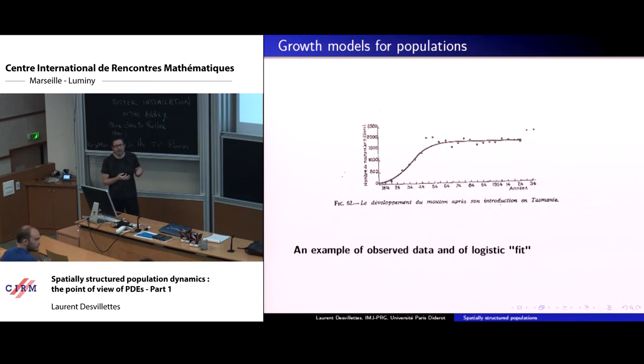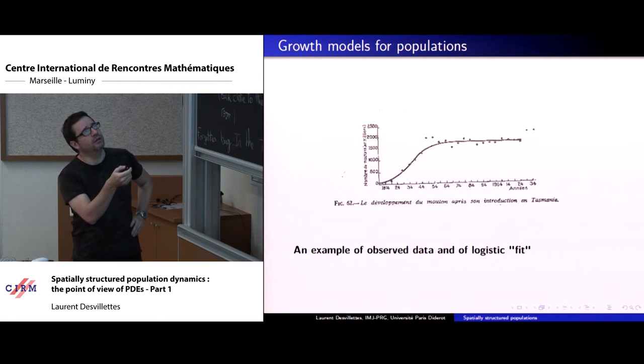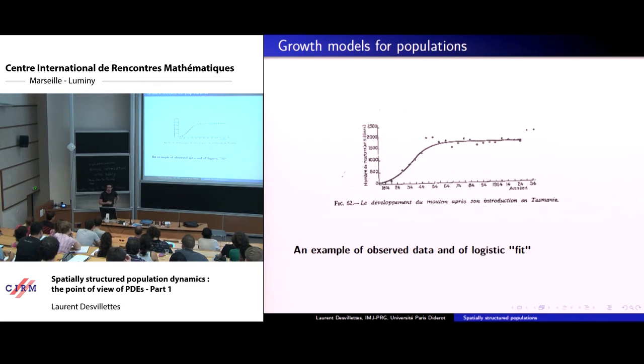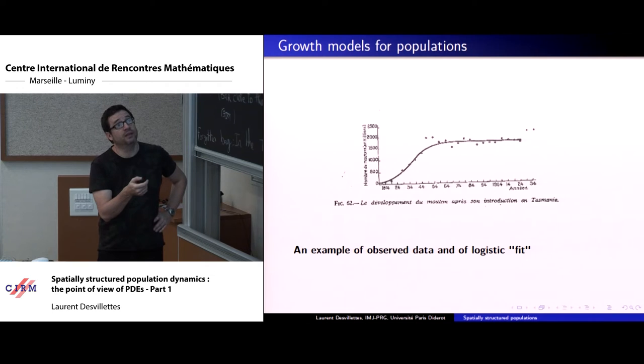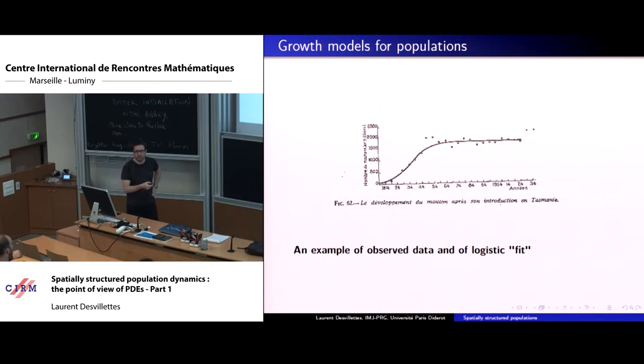So I think the reason why this model has been extremely popular for many, many years is that it's really easy to get the parameters out of the points that you can get from data. And I think that this specific picture here, which corresponds to the number of sheep in Tasmania after they were introduced at the beginning of the 19th century, is rather typical of the way things are fitted by the logistic equation. As you can see, you have a certain number of points which are rather far away from the curve, maybe like 20% difference between the points and the curve.